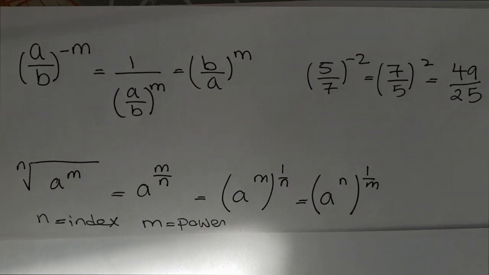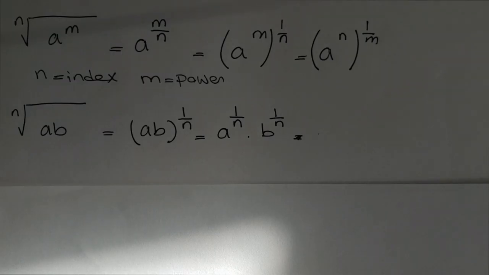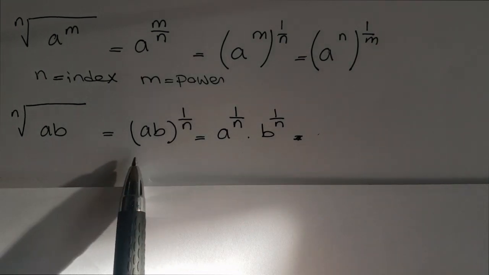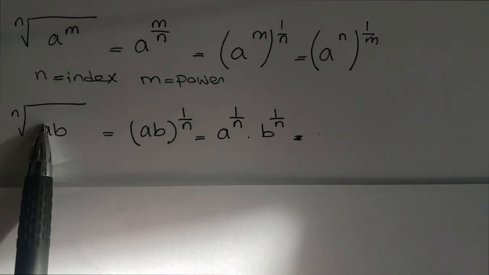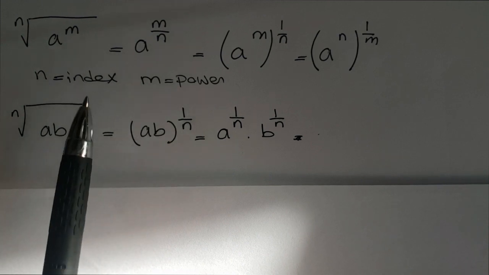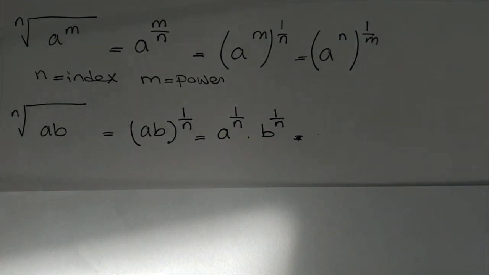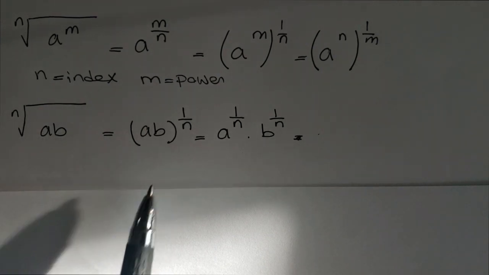Okay, the last rule that we will be discussing would be the nth root of a times b, under the radical sign, where the index could be any number, n. So there are two different bases here, and the power is 1 for both of them. So it's actually an expansion of the previous rule. So it would be 1 over n, okay?